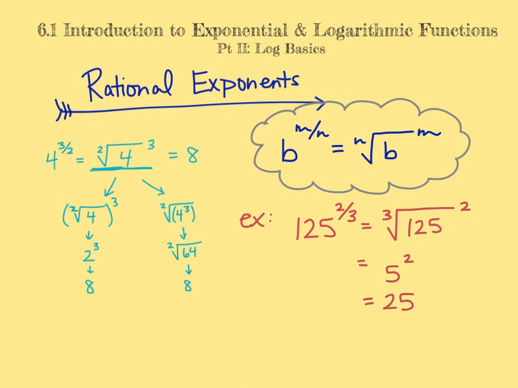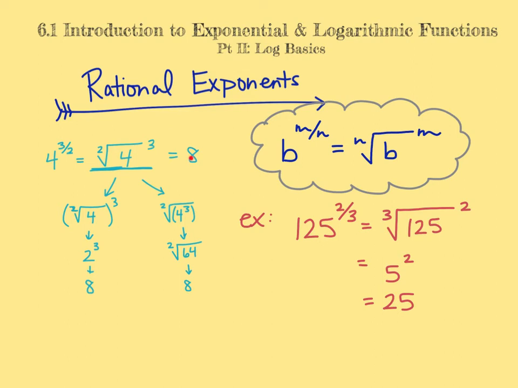Now note that we started with 125 and we raised 125 to a power that was less than 1. That means that our output was smaller than our original input of 125. Over here, when we had 4, we raised it to a fraction that was greater than 1, and our output was greater than the original value of 4.